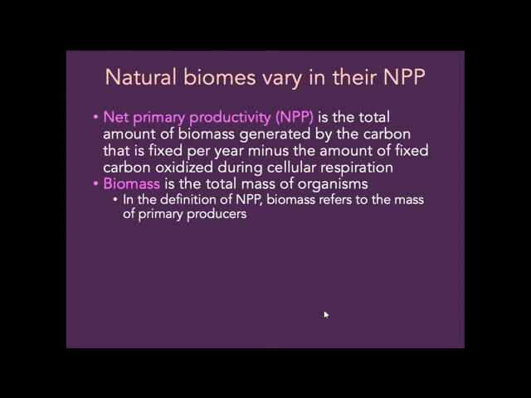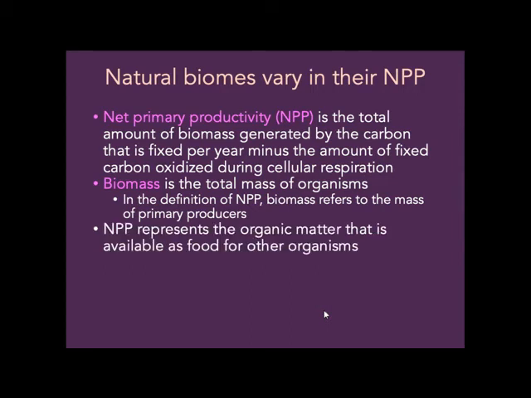So net primary productivity is the total amount of biomass generated by the carbon that is fixed per year minus the amount of fixed carbon oxidized during cellular respiration. Okay, so we'll get into that more in a minute. When we're talking about biomass, we mean just the total mass of organisms. And so usually we're referring to the mass of primary producers like plants or algae, okay? So it's how much algae or plant is generated that we're referring to when we're talking about biomass.